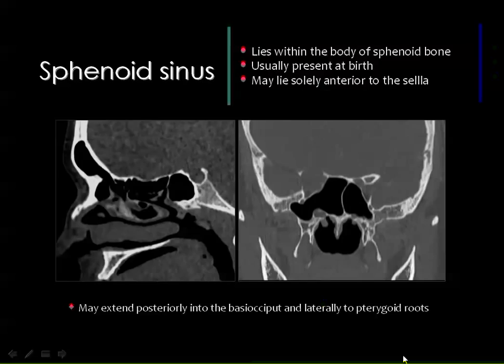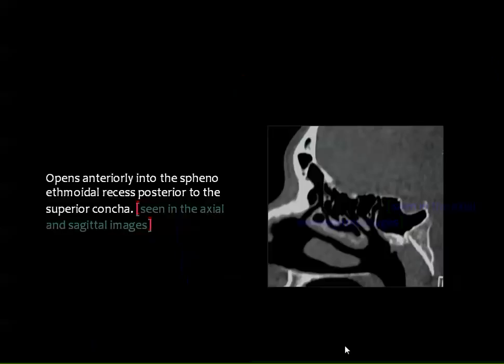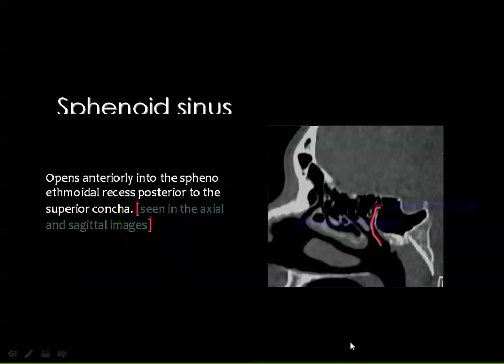The sphenoid sinus drains through the sphenoethmoidal recess. This area is known as the sphenoethmoidal recess, which is clearly seen in the sagittal images. It drains posterior to the superior concha. If you look here, this is the inferior turbinate, and this is the middle one, and this is the superior one. The sinus drains posterior to the superior concha here.